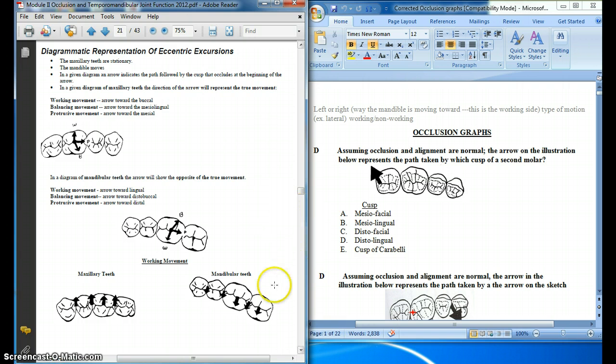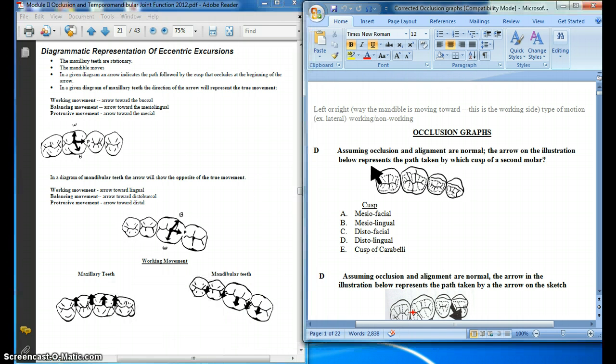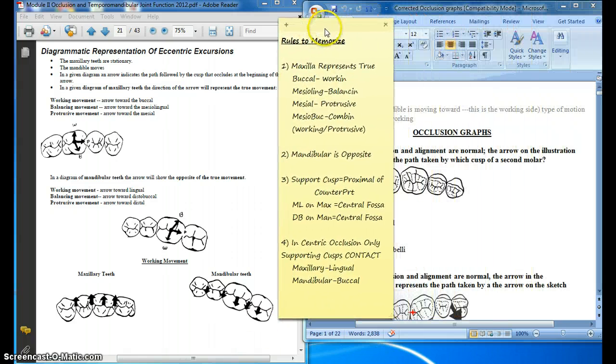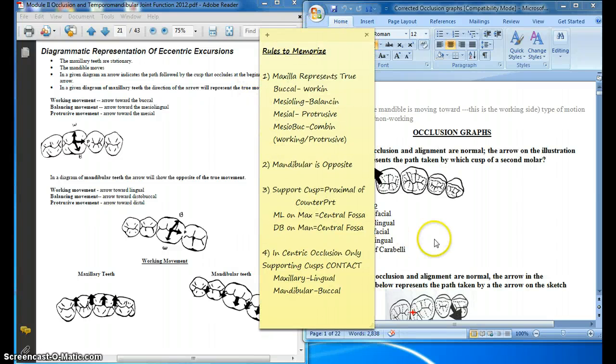So let's start off with a couple of things that I want you to memorize. If we memorize these steps right here, doing these questions becomes pretty easy. I'm not gonna lie, it still takes thinking and you do have to work it out, but once you memorize these steps, there are 4 steps with sub-steps. The first one is the maxilla represents the true direction. So if the arrow is pointing to the right, that means the mandible is going to the right. If it's going buccal, that means it's the working side.